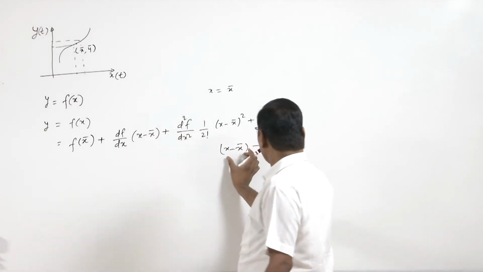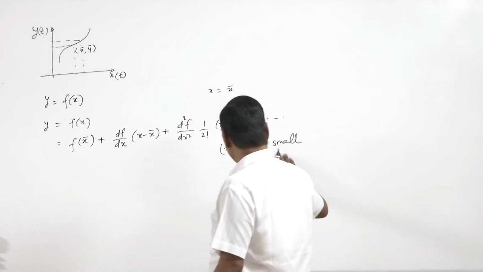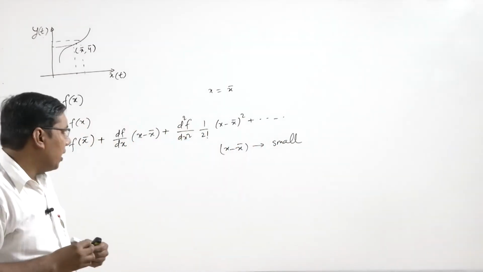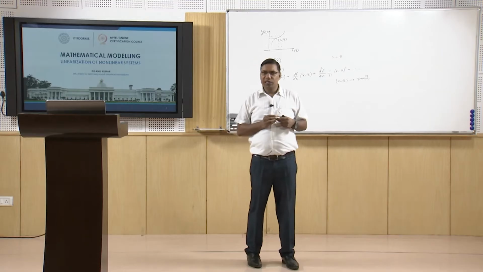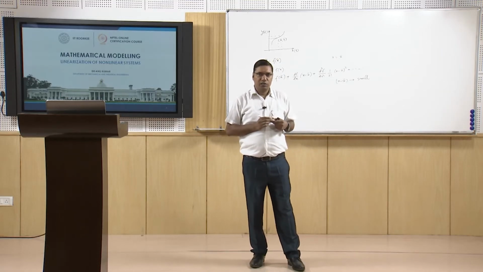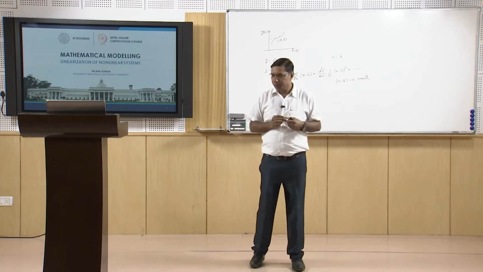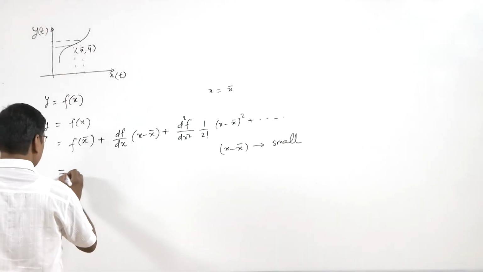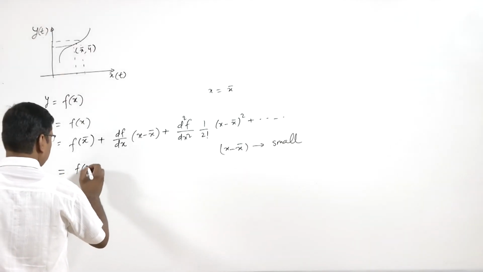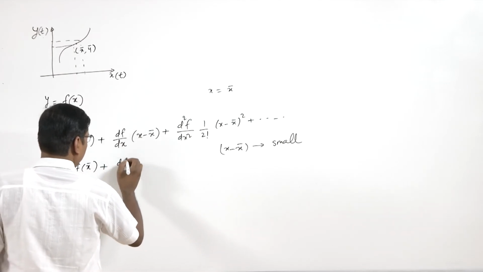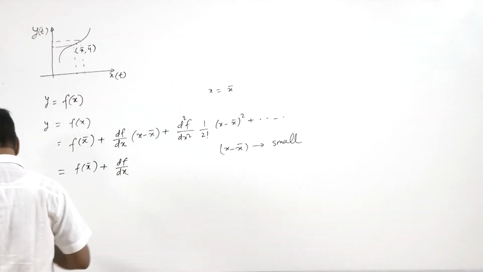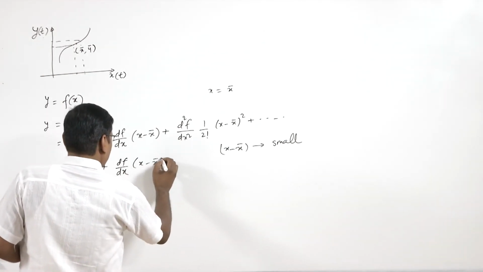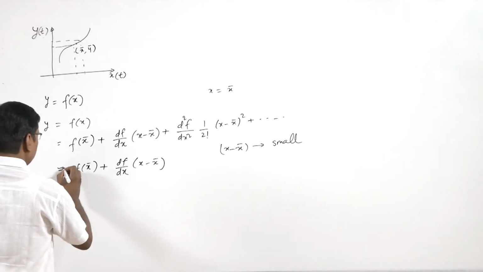So, we assume that x minus x bar is so small that the higher order terms, like square, power 3, power 4, we can neglect because they will be even smaller. So, we can approximate this as f(x bar) plus df by dx times (x minus x bar). So, we can approximate this.